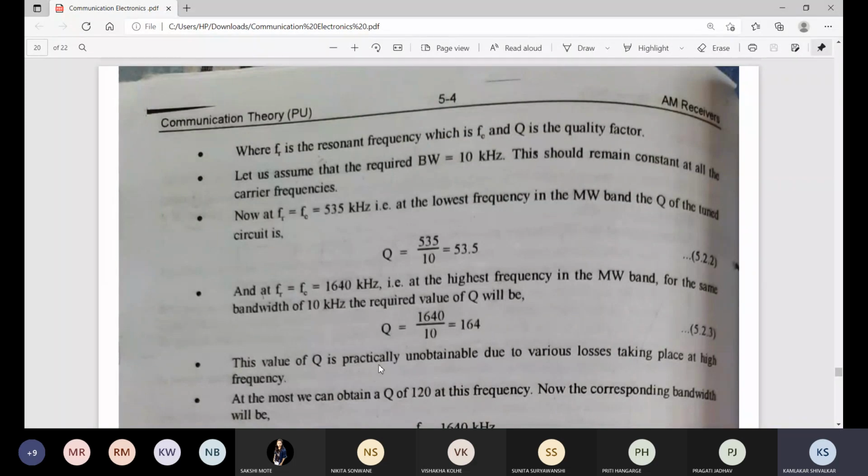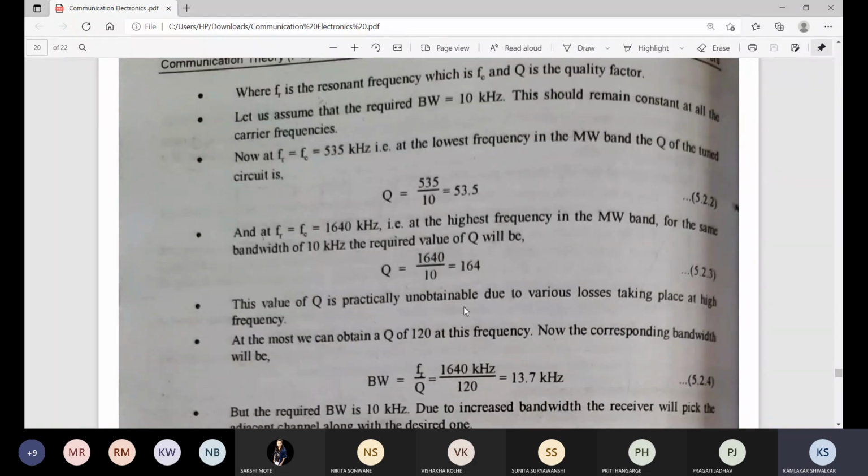This value of Q is practically unobtainable due to various losses taking place at high frequency. आता ही जी Q ची व्हॅल्यू आहे, it will not be available at high frequency. So there is a loss. Okay, मग काय म्हणलंय, it is practically unobtainable due to various losses taking place at high frequency.